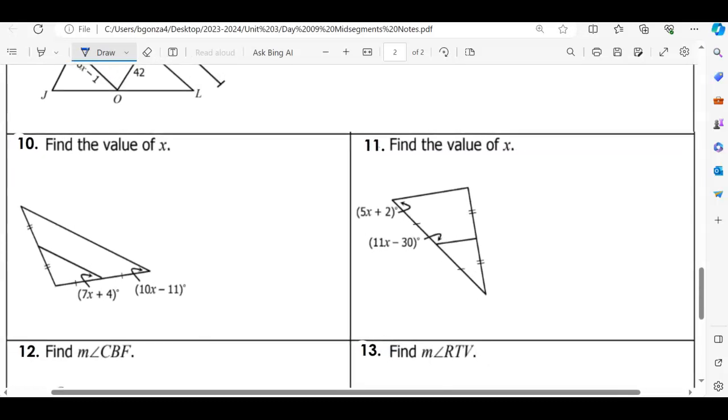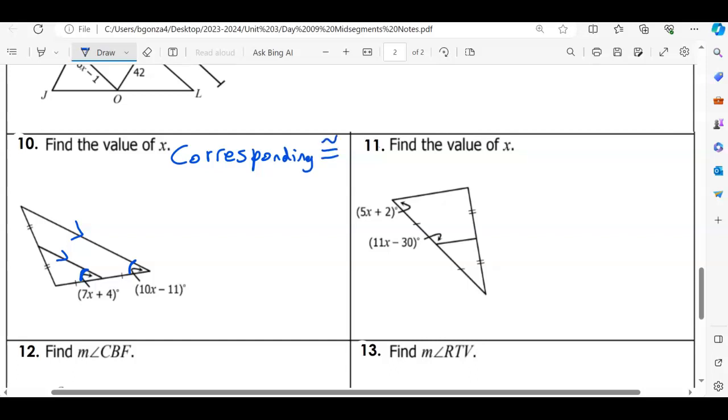Now, do y'all remember parallel lines? These are parallel because they're a mid-segment. Do you remember these angles? If I have an angle right here that's in the same position, remember we had a transversal, one in, one out on the same side? There's a special name for that. It was corresponding. And what do we know about corresponding? That they are congruent.